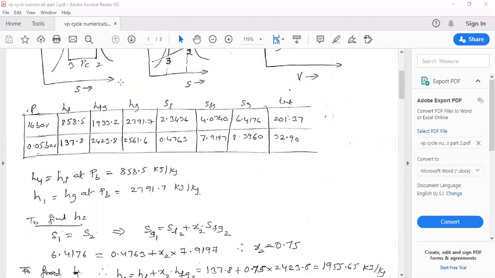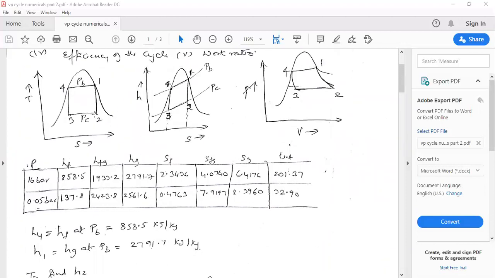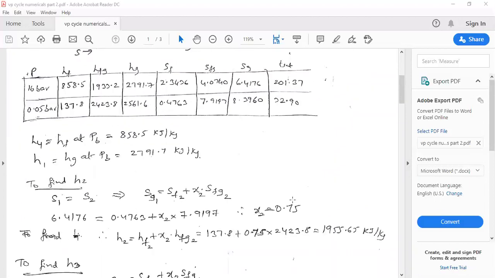That means the dryness fraction after the steam expansion is 0.75. So once you get the dryness fraction, calculate the value of enthalpy at point 2. So H2 will be equal to HF2 plus X2 into HFG2. Substitute the values of HF2, X2 is 0.75 and HFG2, and you'll get the value of H2.